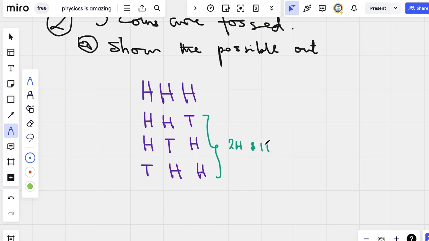You're done with 2 heads and 1 tail, right? Now the next thing, this is all 3 heads. Now the next thing we should do is 2 tails and 1 head. Then before we have tail, tail, tail, all 3 tails. Okay, then the possibilities will be complete.